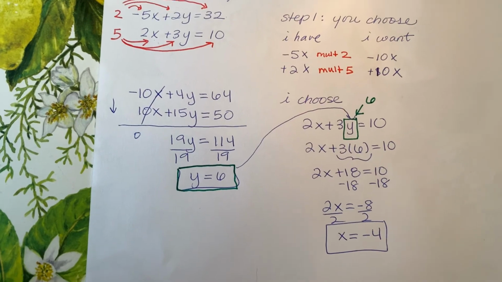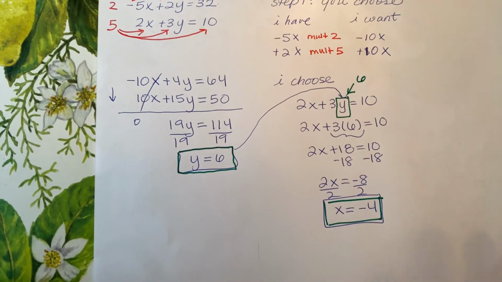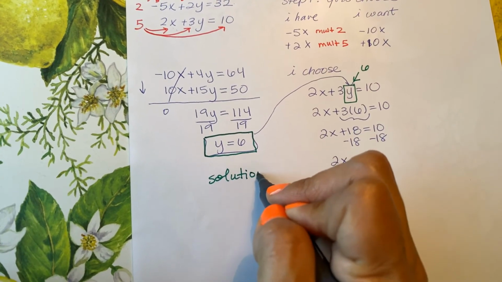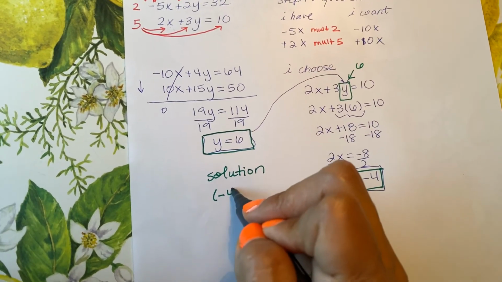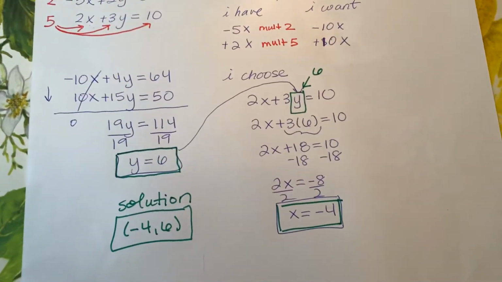And so there you go. x is negative 4. So what is my solution to the system? Negative 4, 6. And there you are.